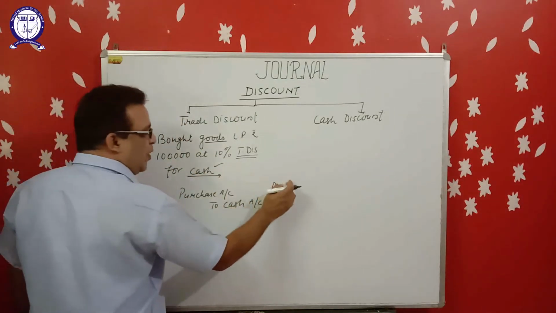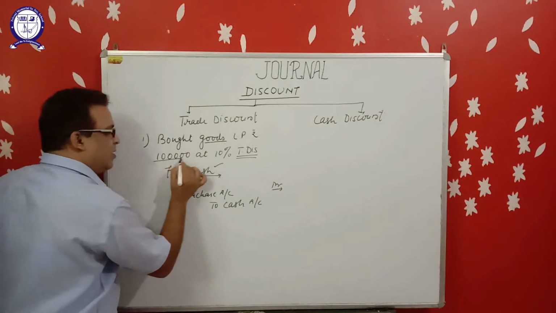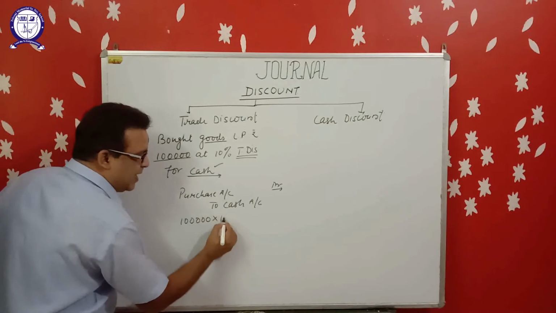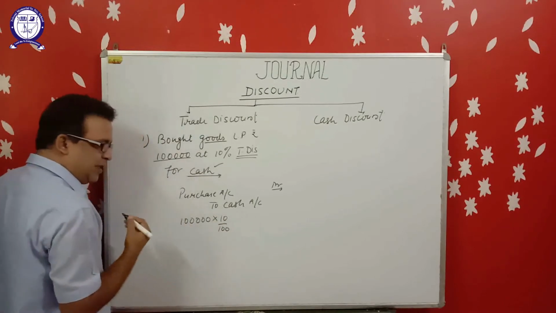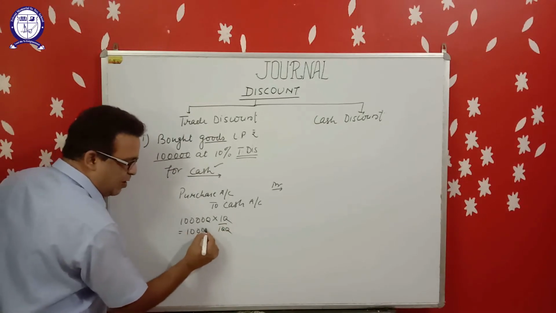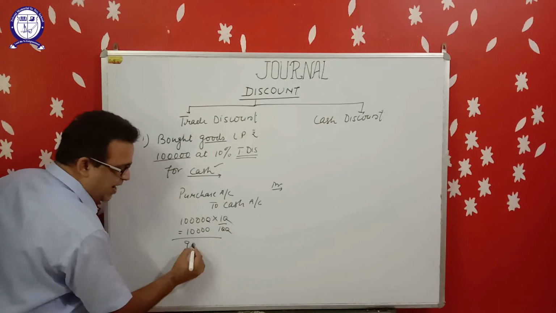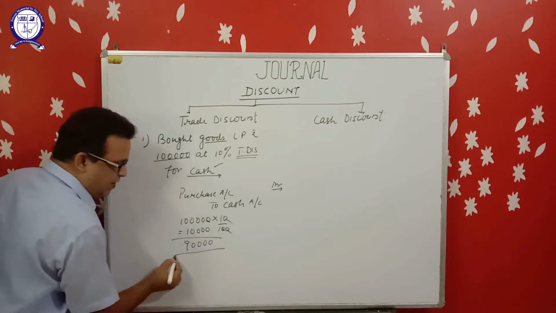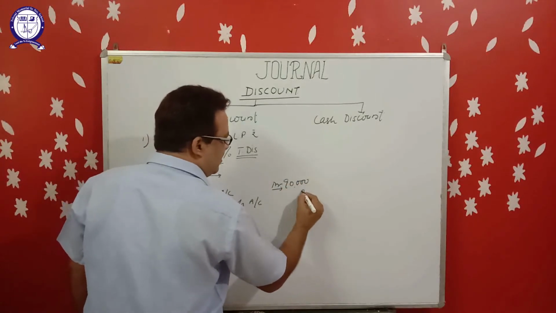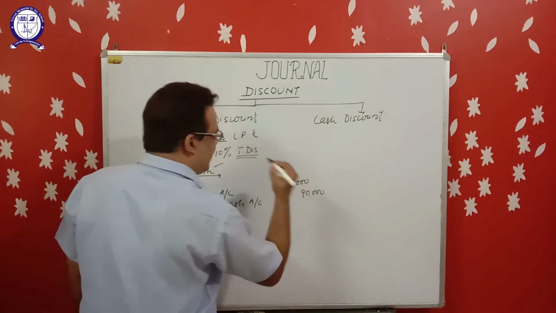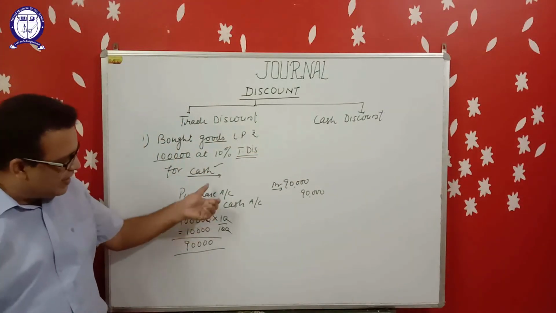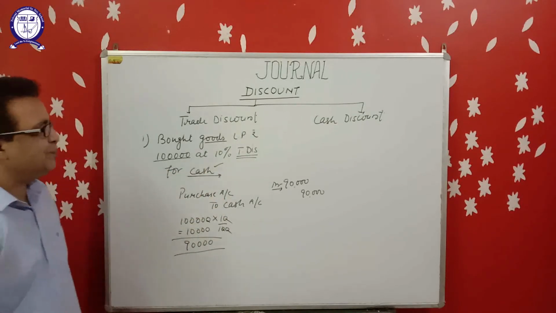Now, what is the amount? List price is 1 lakh and 10% is trade discount. So deduct 10%. First of all, 10,000 is the amount of trade discount. That means we have purchased goods of the value of rupees 90,000. So the journal entry will be passed with 90,000. Trade discount will not be shown in the books of accounts.